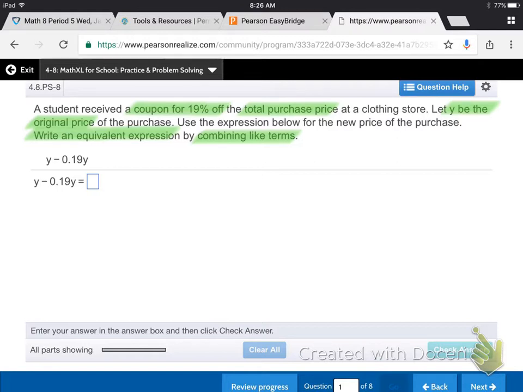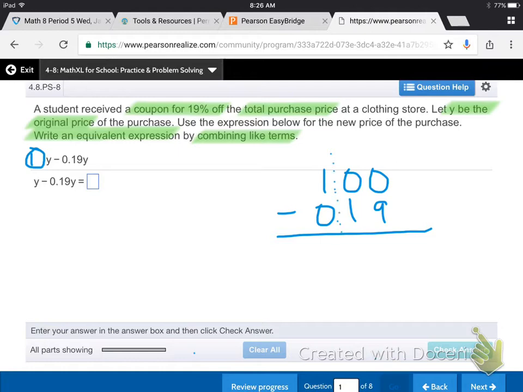First of all, can you tell me what number is sitting right here in front of the Y? You got it, it's 1. So this is 1Y, take away 0.19Y. So all we have to do is do a little subtraction. We have 1, which is the same as 1.00, and then we have 0.19. Remember, for subtraction and addition, decimals have to line up vertically. They have to be in a line.